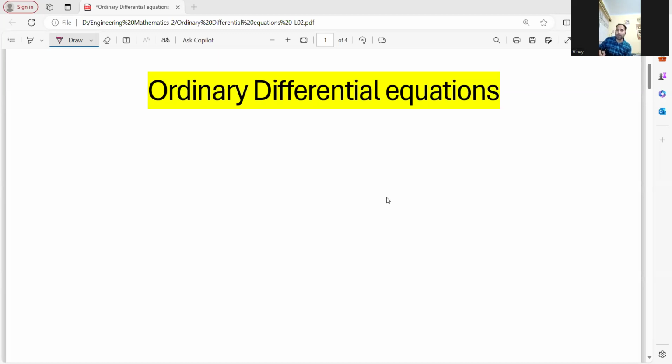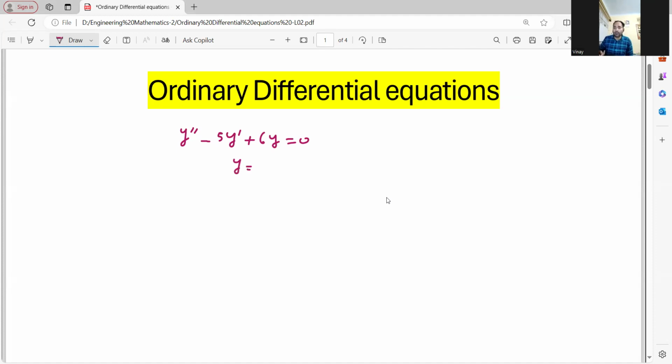For example, I have this differential equation y double prime minus 5y prime plus 6y is equal to 0. Okay, and for now, I'm going to tell you the solution up front.